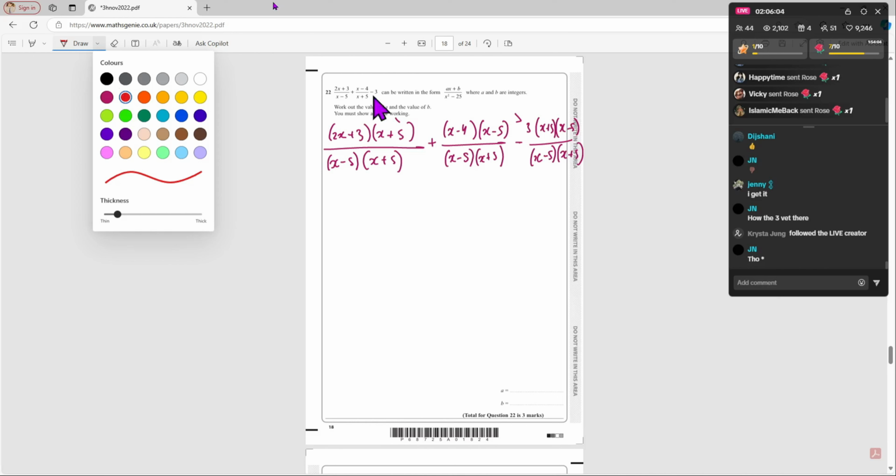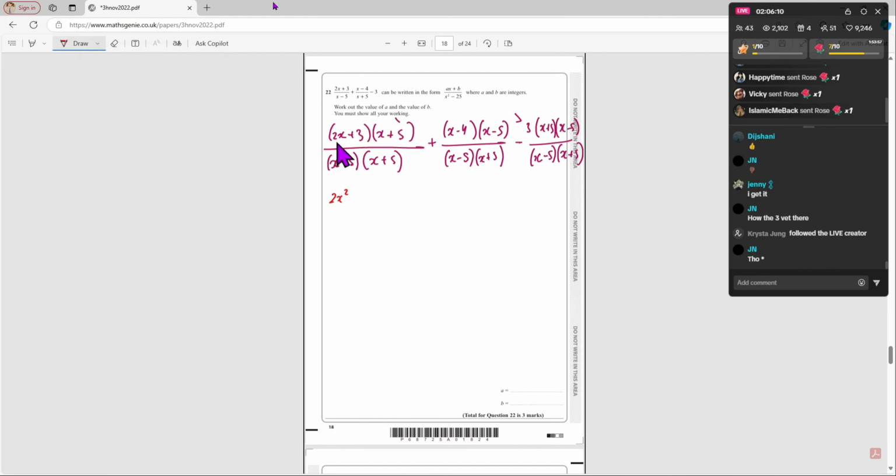So we're going to expand this out. When you expand this out, you're going to do 2x times x, which is 2x squared. 2x times 5 is going to be plus 10x. Then 3 times x is going to be plus 3x, plus 15. And then once you have done that, now you're going to expand this out.